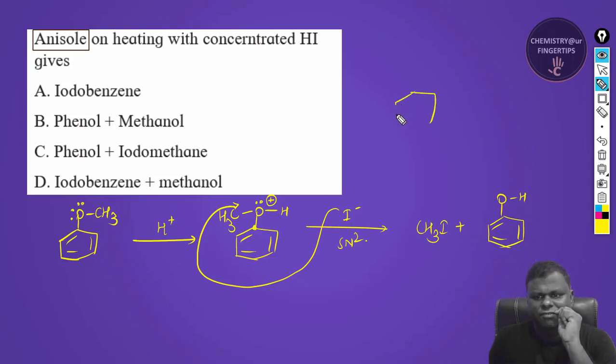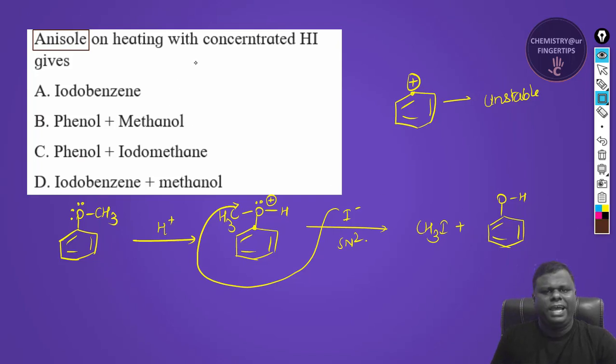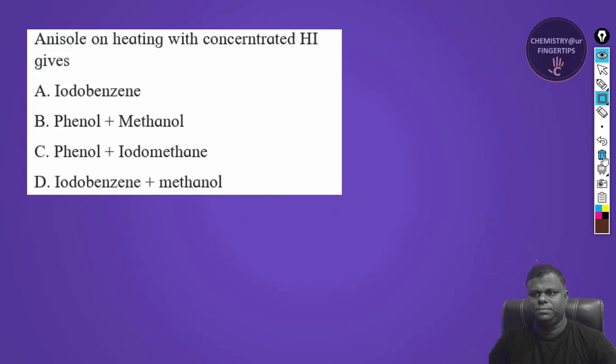The reason is pretty much simple. If I minus has to attack the benzene carbon, that means it should be positive, right? And this you already know, this is unstable. Phenyl carbocation is unstable, right? So this is basically the reason why it does not attack the benzene ring. So anisole on heating with concentrated HI is going to give us iodobenzene? No, that's not possible. Phenol and methanol, not possible. And then you will be having phenol and iodomethane. So the correct answer is obviously option C.